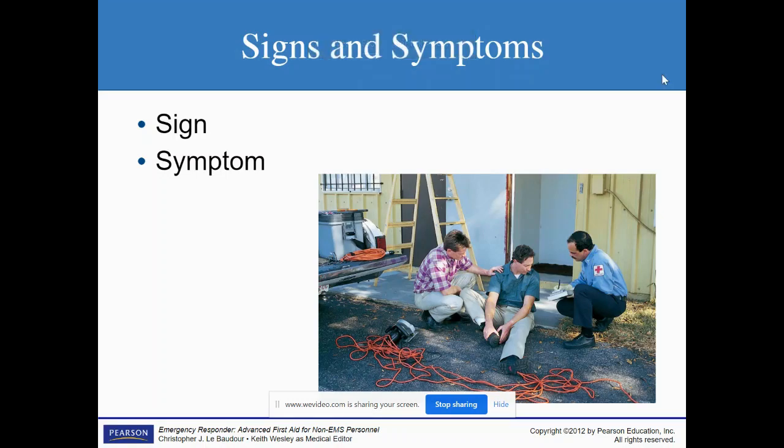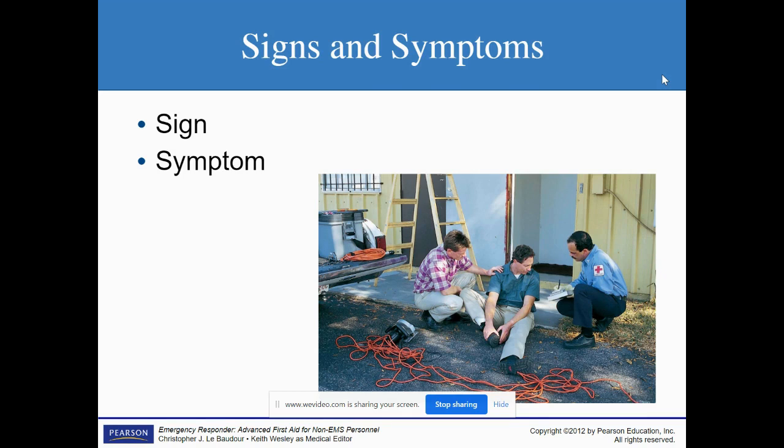As you perform your assessment of the person, you'll be looking for anything that may be wrong and listening to what the person complains of and describes to you. A sign is something that you can actually see. That's important to remember. Examples could be bleeding, an obviously broken bone, or swelling. A symptom is something that you cannot see, but the person tells you. Examples of this could be pain, nausea, or dizziness.